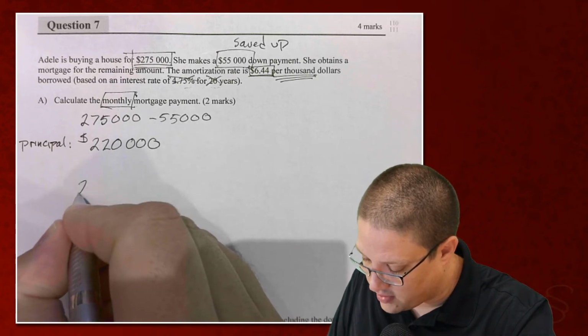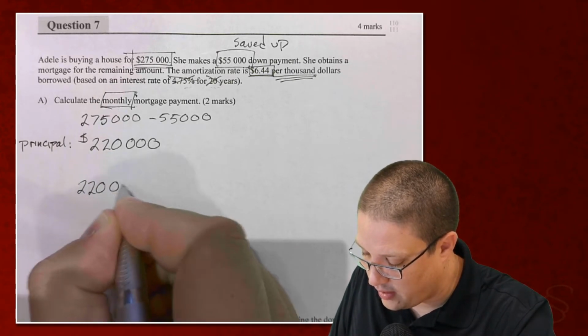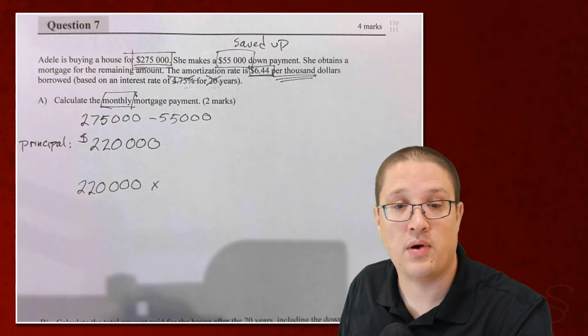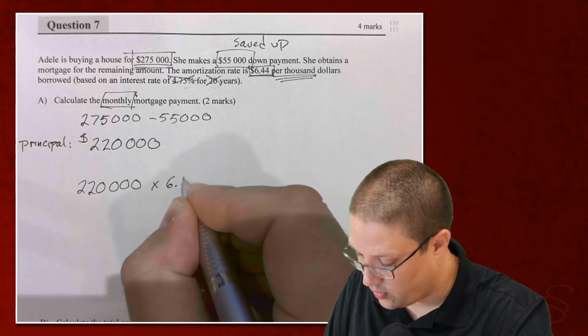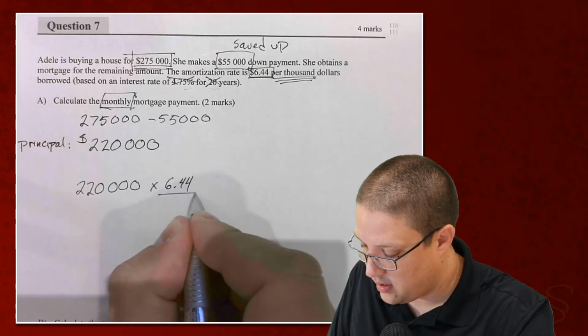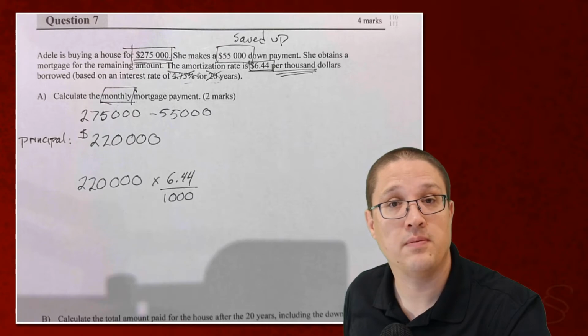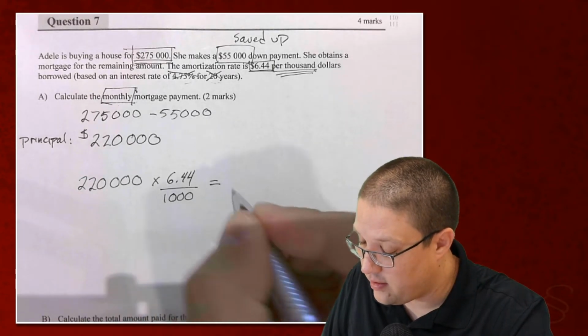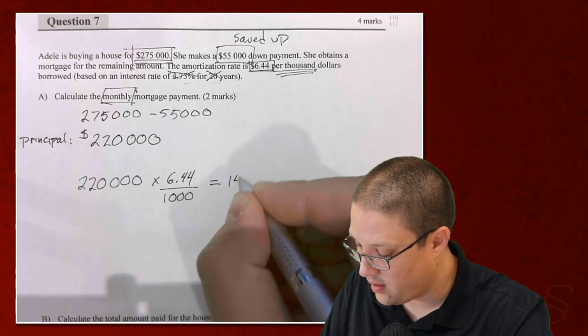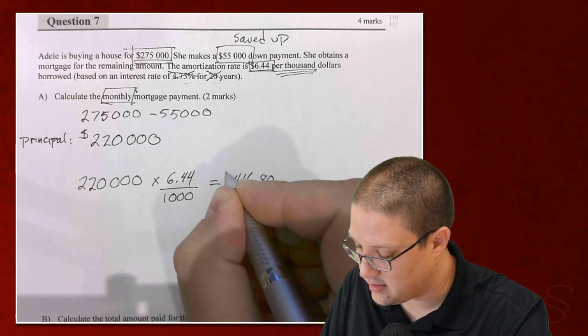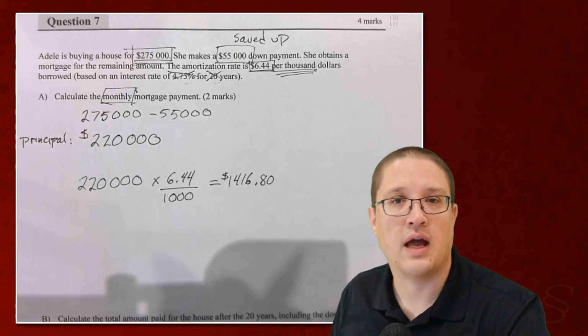So I can take the principal, 220,000, times this rate per thousand, 6.44, and it's per thousand, which means divide it by 1,000. And that works out to $1,416.80. Double check that on your calculator.